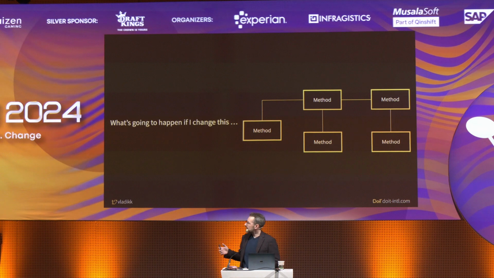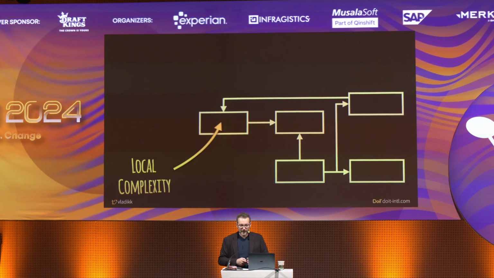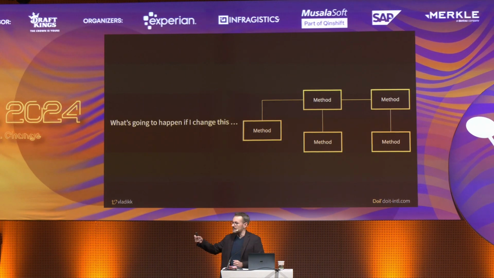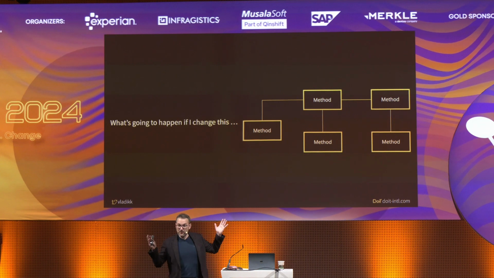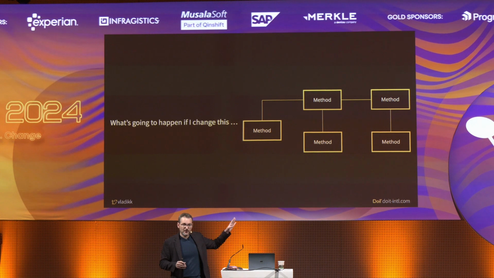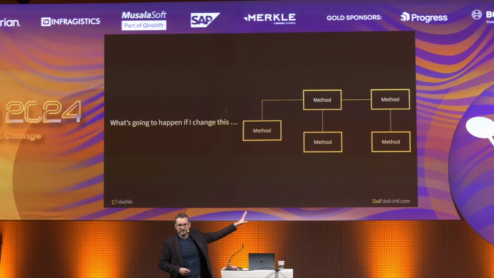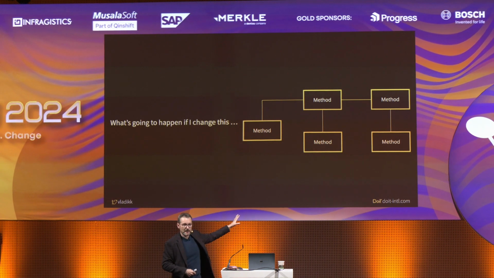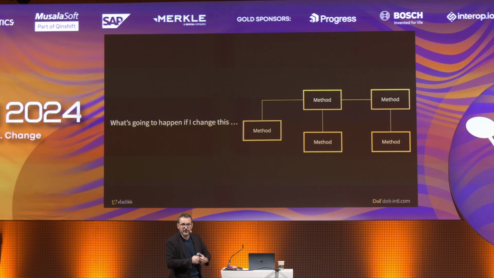So let's differentiate between two types of complexity, local complexity and global. Let's say that I'm here on this level, and if I change one method, I don't know what's going to happen. In this case, that is going to be the global complexity of that system. Something will break, something will stop working among those interconnections between those components.